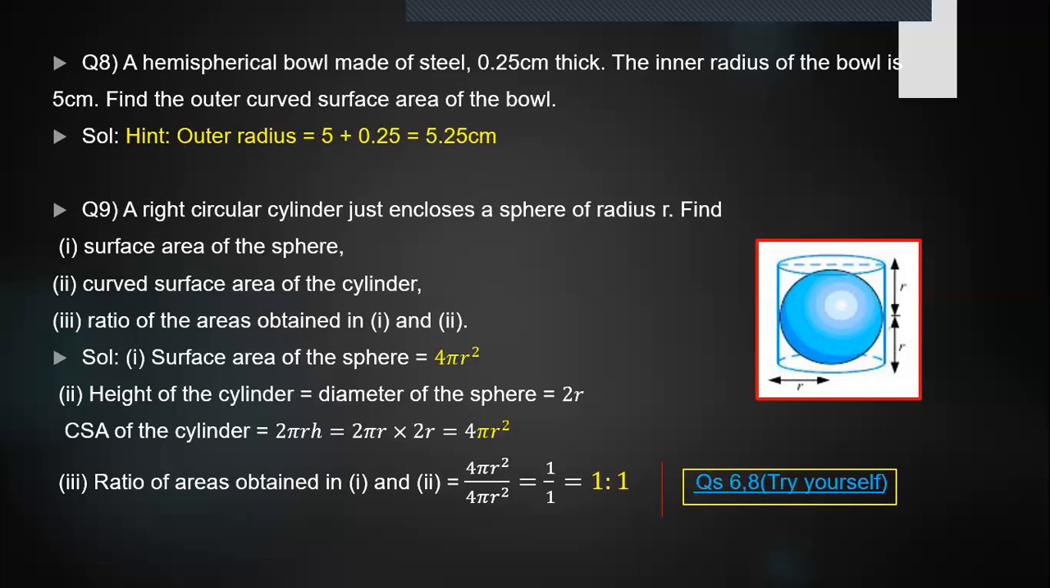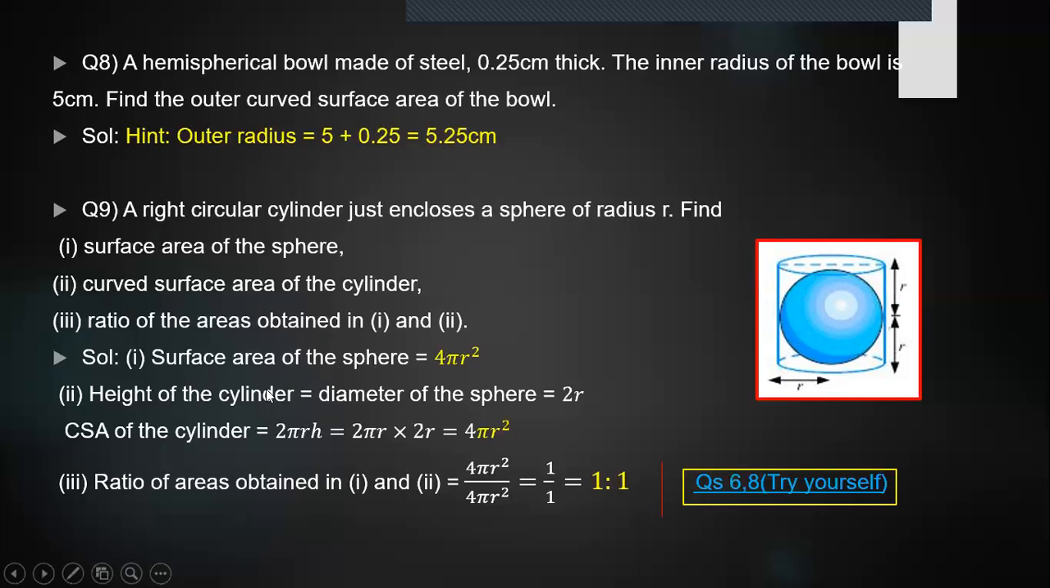Question 9, which is a good question. It says a right circular cylinder just encloses a sphere of radius r. Find the surface area of the sphere, curved surface area of the cylinder, and ratio of the areas obtained in 1 and 2. Now over here, the radius of the sphere is given to be r. So what is going to be the surface area of the sphere? You will have it equal to the formula, which is 4 pi r square.